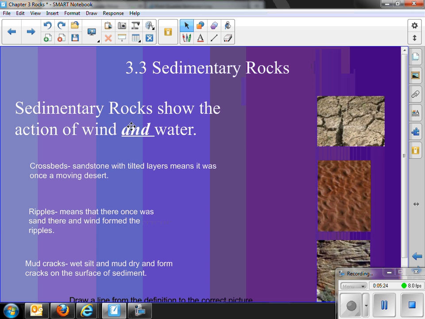Here are some ways that we can show that water and wind actually have an effect on how the ground looks. Mud cracks: this one obviously looks like mud and it's cracking. This one right here, ripples. There was once water there, but it just evaporated, leaving the dirt behind, which ended up turning into rock over time. And then you've got the last one, which is cross bedding. That is where it looks like the wind was, or the desert was actually moving at one point, and it was just going whichever way the wind was blowing.